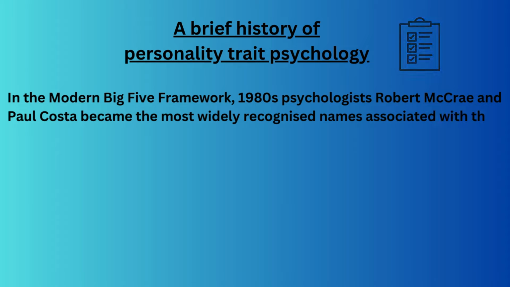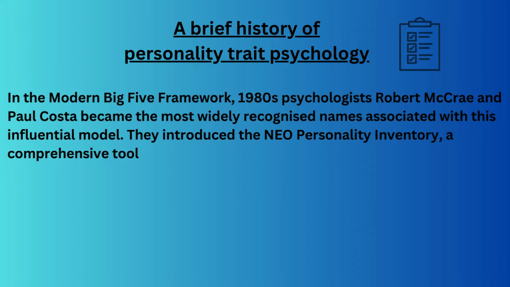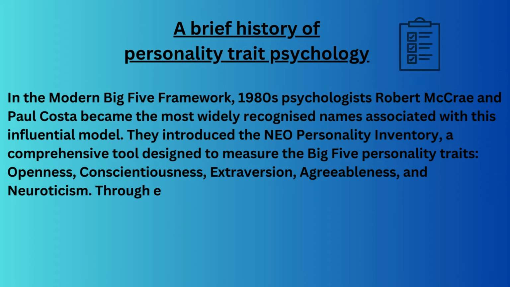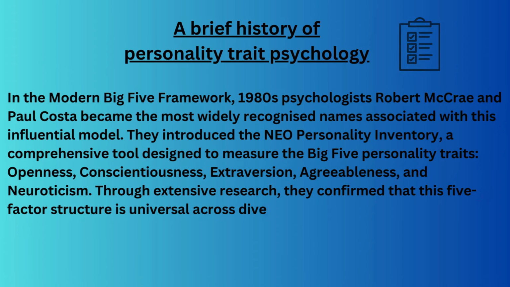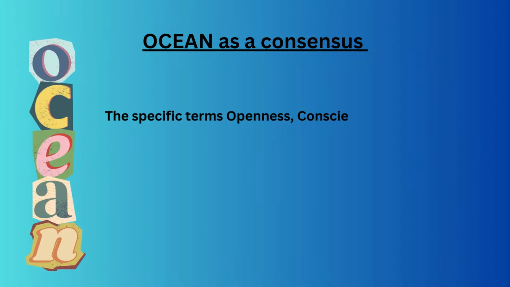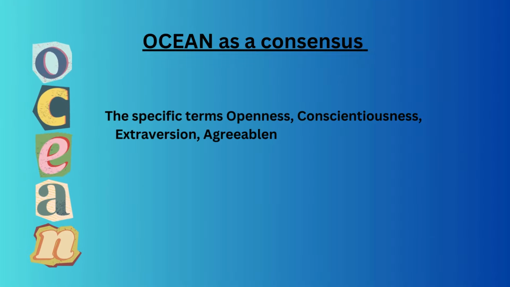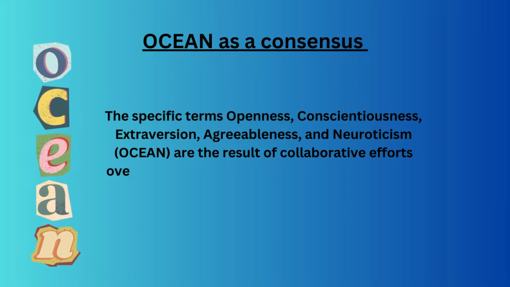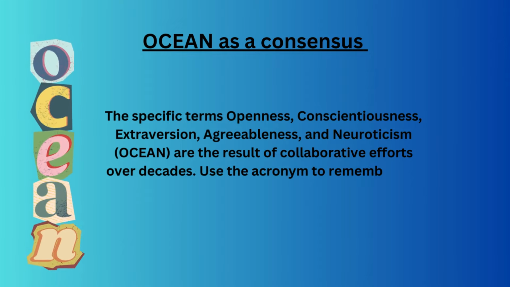In the modern Big Five framework, 1980s psychologists Robert McCrae and Paul Costa became the most widely recognized names associated with this influential model. They introduced the NEO Personality Inventory, a comprehensive tool designed to measure the Big Five personality traits: openness, conscientiousness, extroversion, agreeableness, and neuroticism. Through extensive research, they confirmed that this five-factor structure is universal across diverse cultures and populations, thereby solidifying its significance. The specific terms openness, conscientiousness, extroversion, agreeableness, and neuroticism, OCEAN, are the result of collaborative efforts over decades within psychology. You may have noticed the acronym. It is a great way to remember the Big Five.